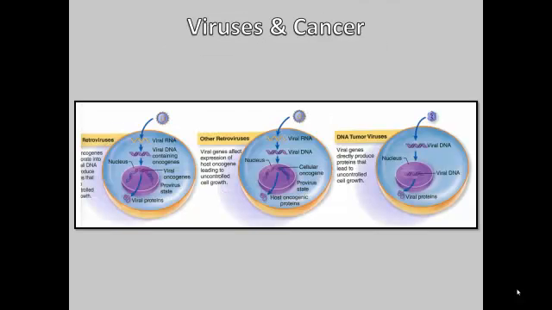Some animal viruses permanently alter the cell's genome, causing the cell to become cancerous. These viruses are oncogenic, and their effect on the cells is termed transformation. It is estimated that 20% of all human cancers are caused by viruses. Just think of human papillomavirus and cervical cancer, or hepatitis B or C and liver cancer.